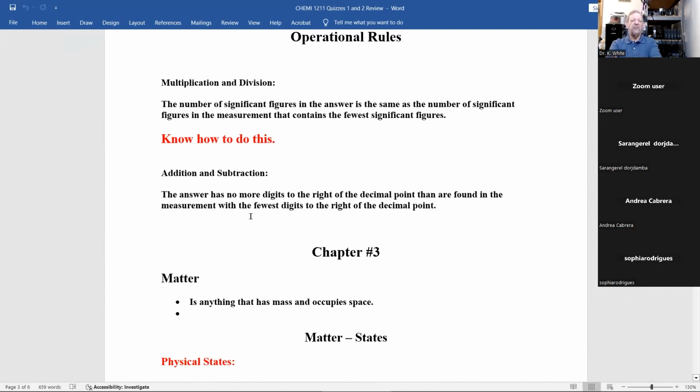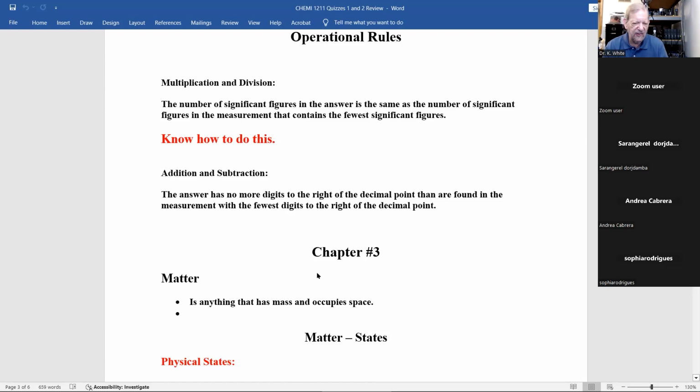Now, when you do multiplication and division, you should know that the number of significant figures in the answer is the same as the number of significant figures in the measurement, or whatever you're multiplying and dividing, that contains the fewest significant figures. Know how to do this.